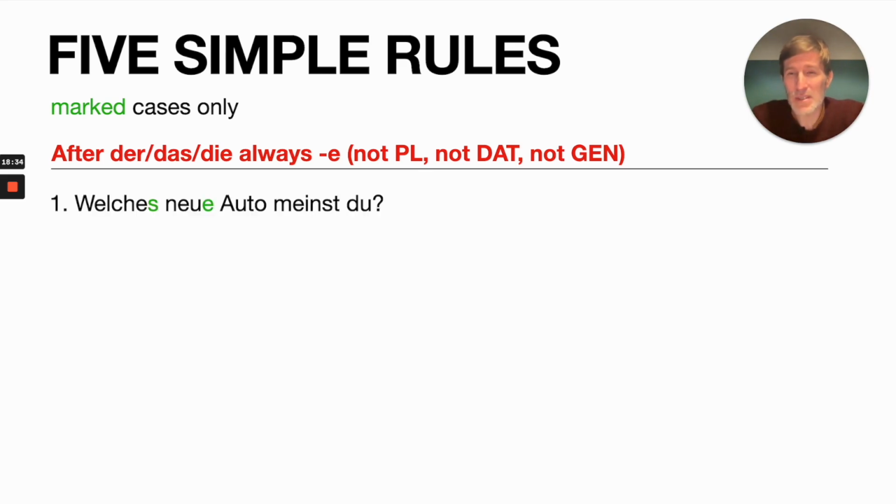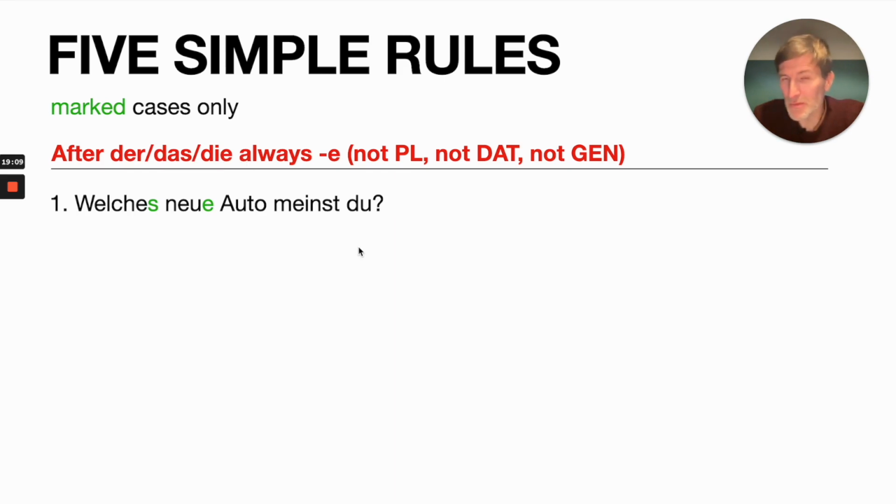Look at this. Welches neue Auto meinst du? And where is the der, das, die here? Can you see it? If you don't, let me help you a little bit. Welches ends in s, which basically could be replaced by das. Das neue Auto. Wouldn't make sense here, yeah? Das neue Auto meinst du? Possible, but it's different. So when I say der, das, die, I don't literally mean the words der, das, die. It could be, but I basically mean the endings er, s, and e.